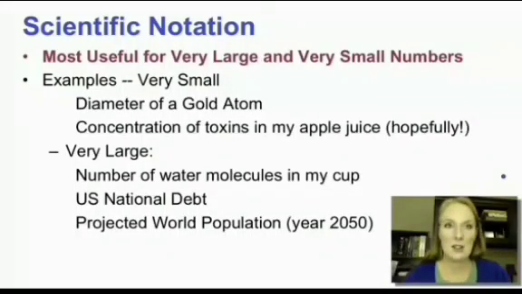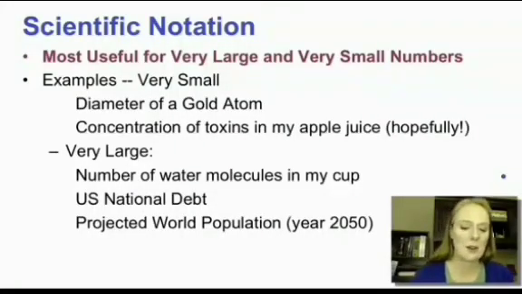Another reason we use scientific notation is to not have to write so many zeros when we are writing down very, very large or very, very small numbers. Let me give you some examples of very, very small things. What's the diameter of a gold atom? Do you have any idea? Turns out a gold atom is 2.7 angstroms in diameter.